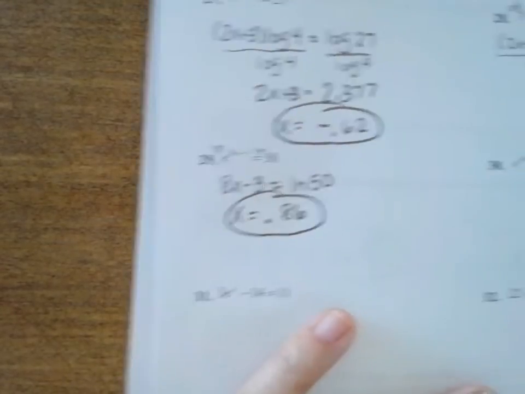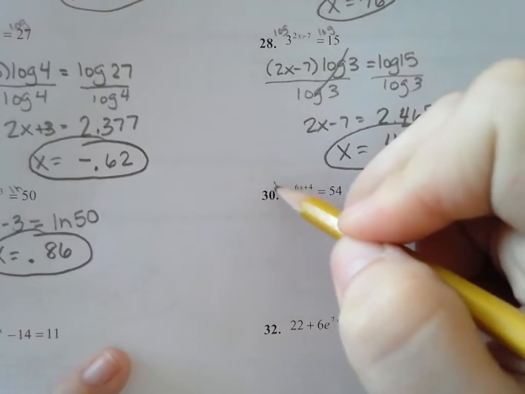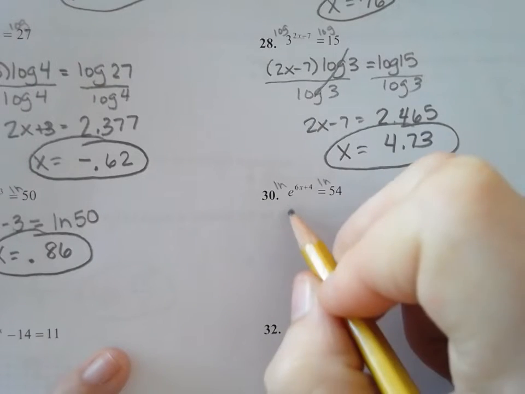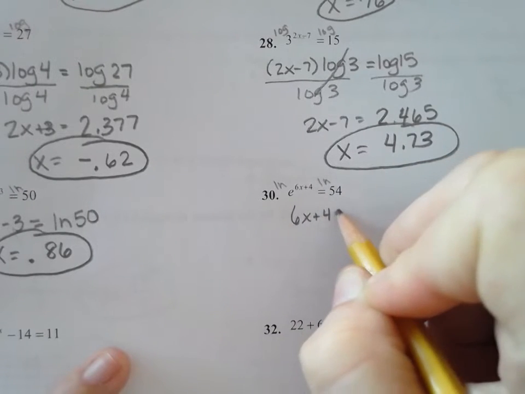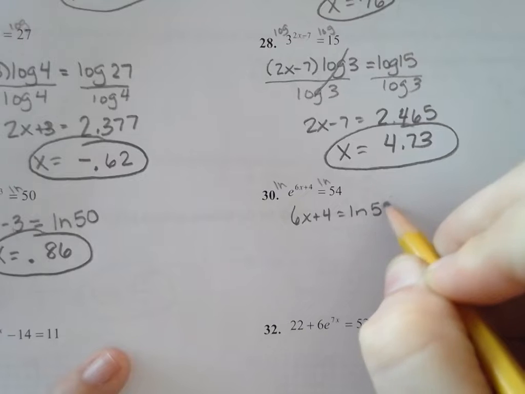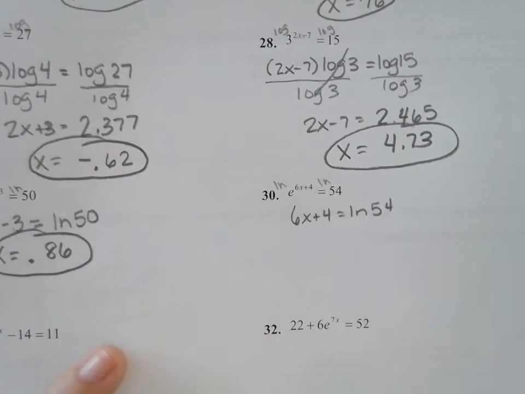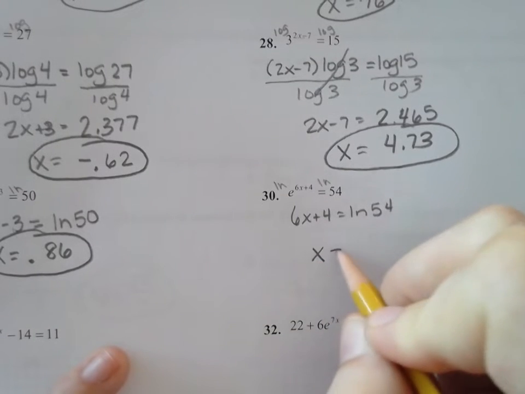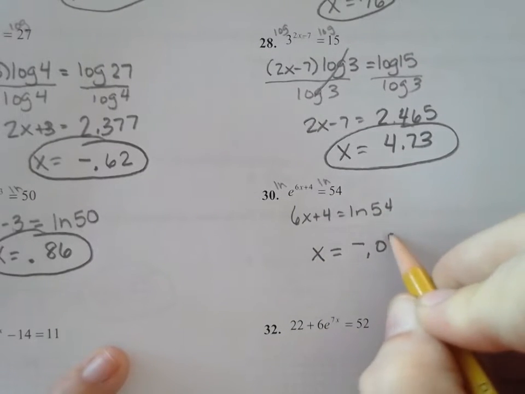Same thing, natural log. Subtract a 4, divide by 6. So if you did that correctly, you should get negative 0.01.